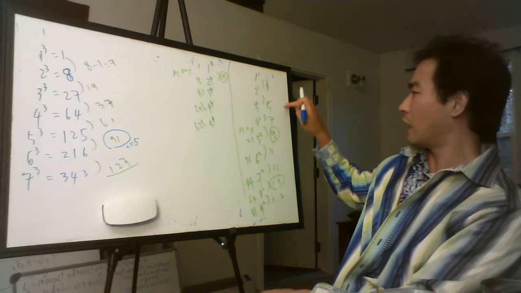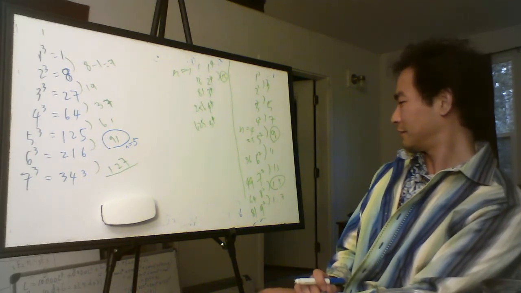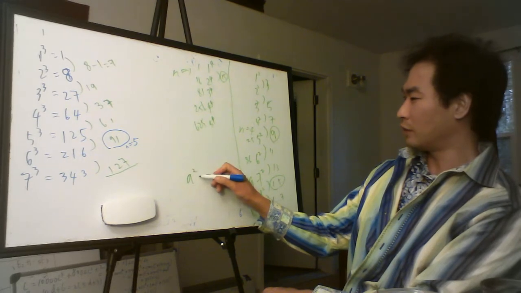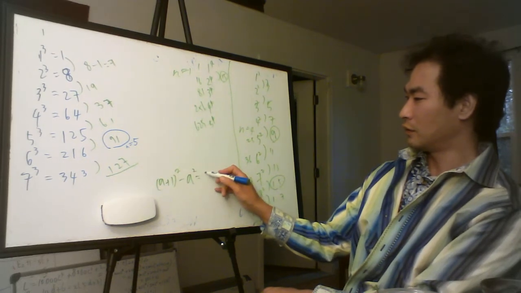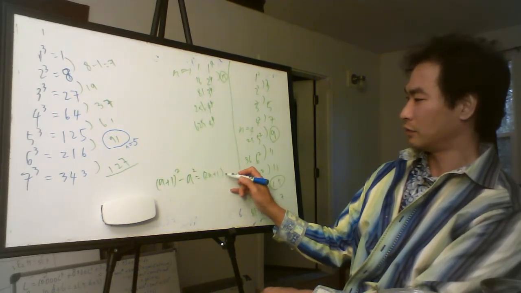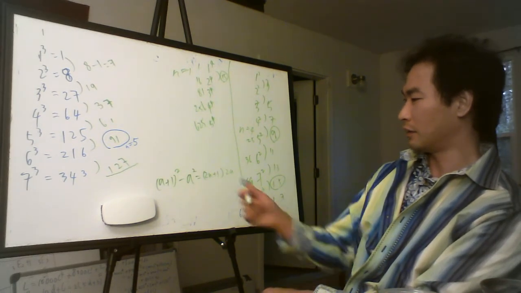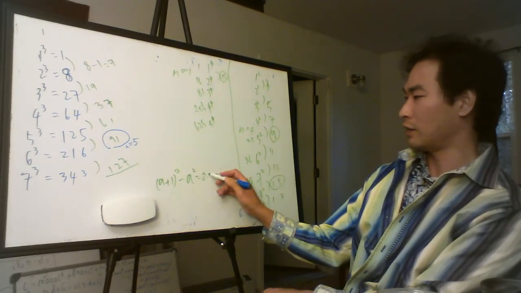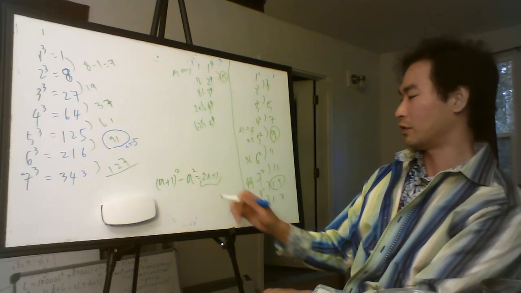Wait a minute. This is just a set of odd integers. Oh, forget it. Because a squared, (a plus 1) squared minus that is 2a plus 1, then 2a, right? I mean, no. Okay, it is 2a plus 1, okay.